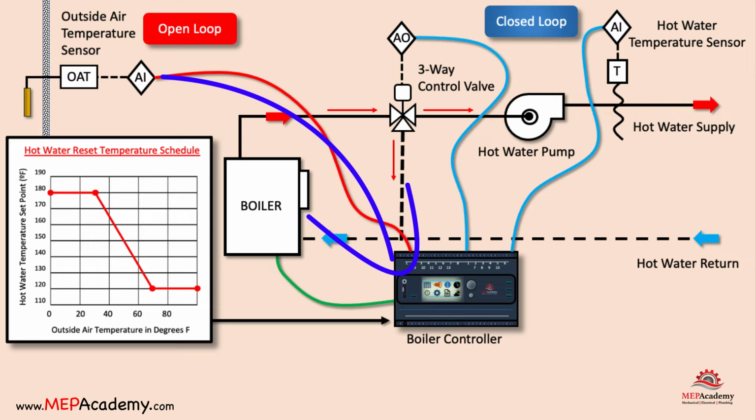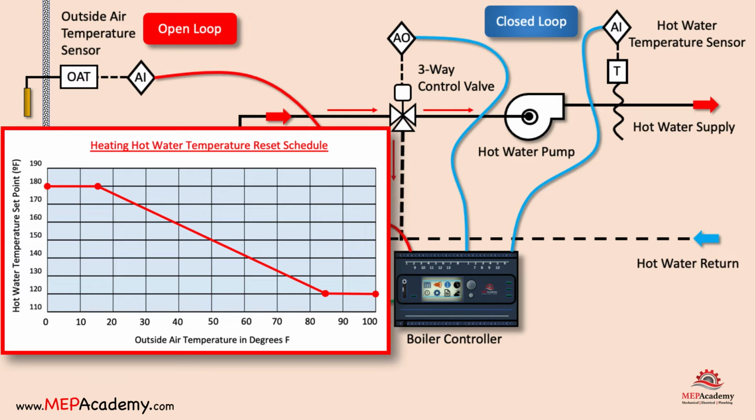The controller analyzes the outside air temperature and compares this to the heating hot water temperature reset schedule programmed into the controller before deciding on whether to adjust the set point temperature. The controller lowers the hot water supply temperature set point as the outside air temperature increases. When the outside air temperature gets colder, the boiler controller increases the heating hot water supply temperature set point.